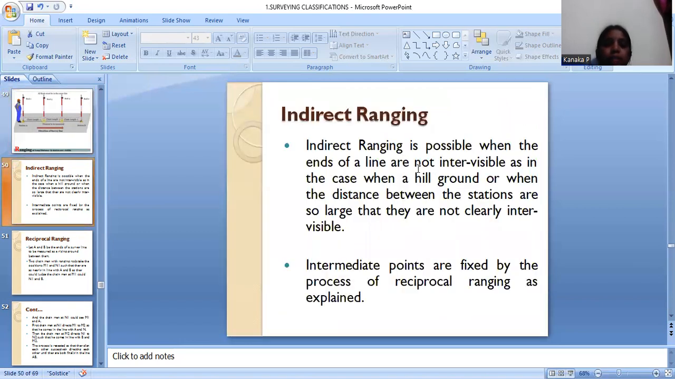Indirect ranging is possible when the ends of the line are not intervisible, as in the case of hilly ground, or when the distance between the stations is so large that they are not clearly intervisible. Intermediate points are fixed by the process of reciprocal ranging. The starting point and the ending point are not intervisible, so indirect ranging is followed. Another name for it is reciprocal ranging.